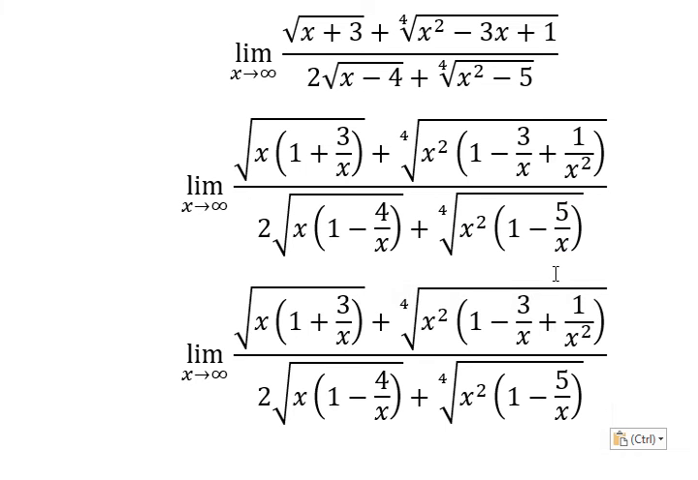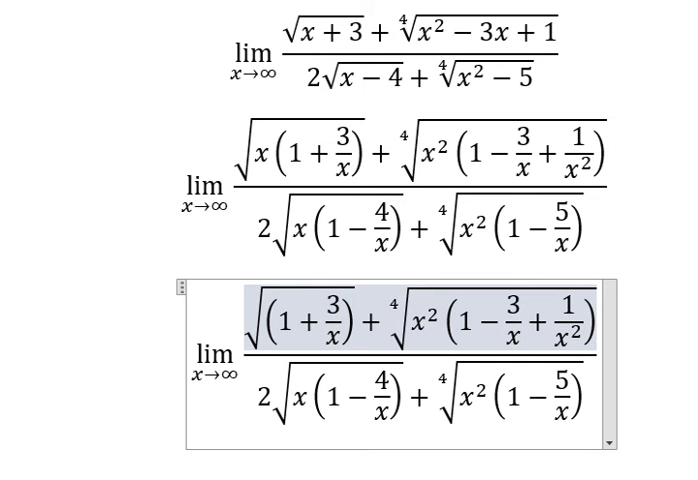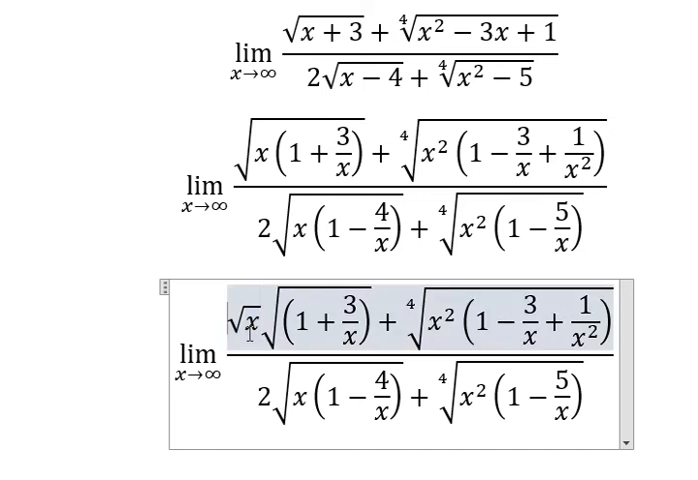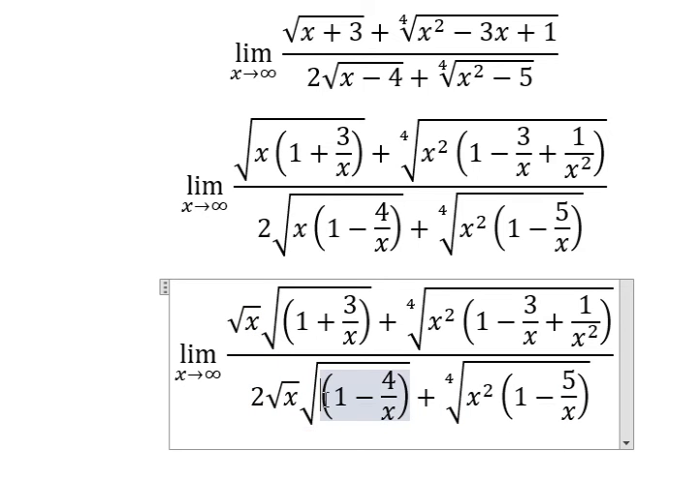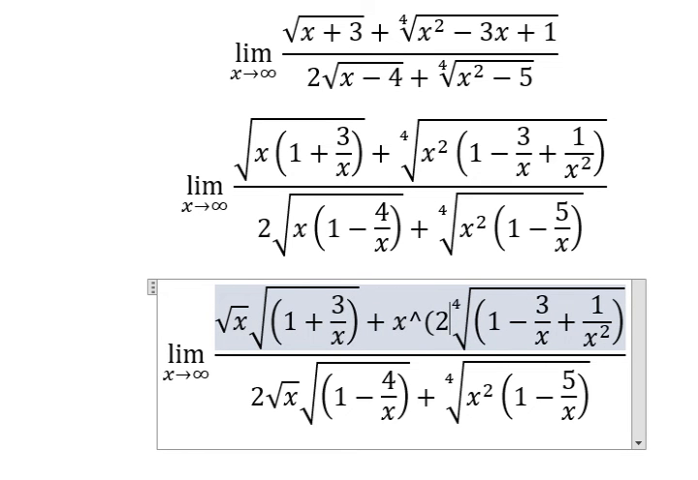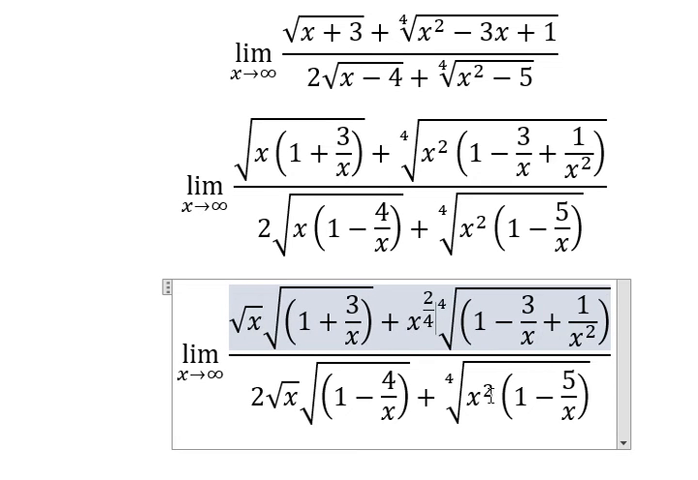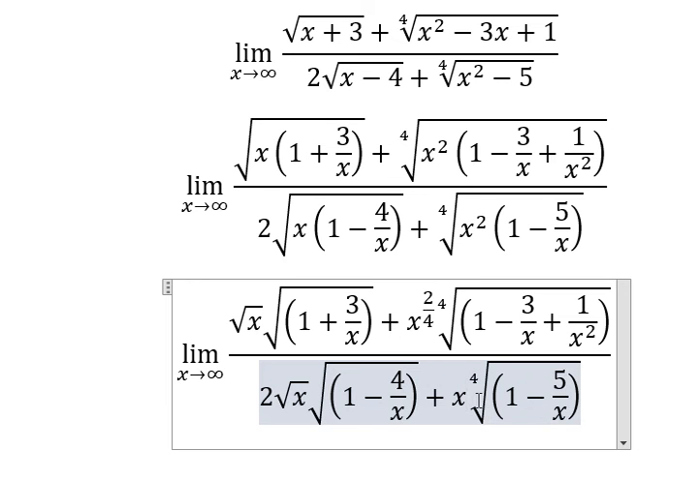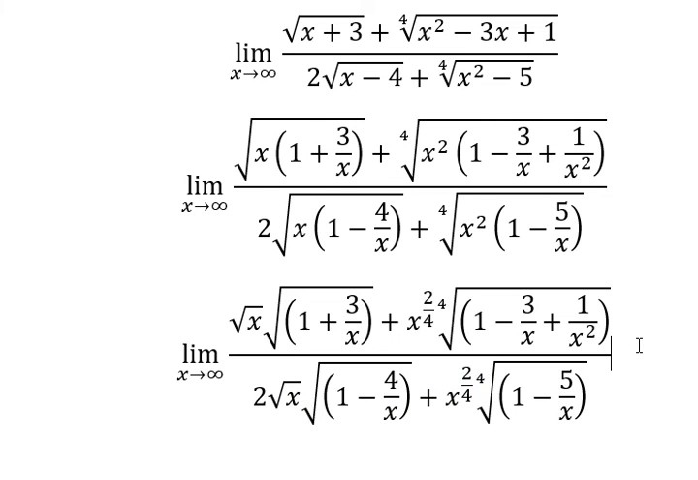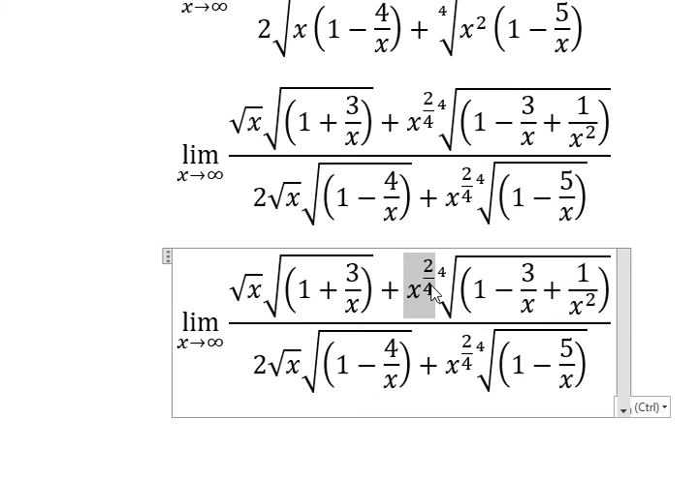Next, this one we can put outside and you get the square root of s. Similar for this one. This one, if we put outside, you get s to the power of 2 over 4. Similar for this one. We know that 2 over 4 is 1 over 2.